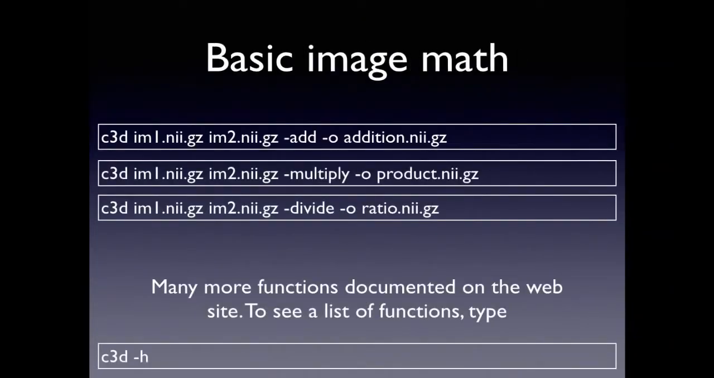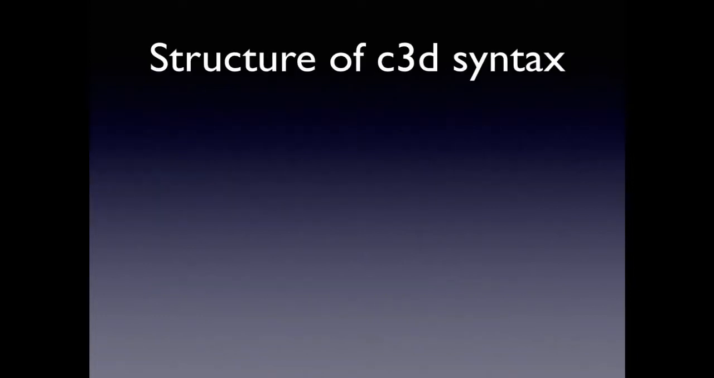So some basic image math we can do. We're just taking in two images. We can add, multiply, divide. There's a ton of functions. They're pretty well documented on the C3D website. If you just want to see the names of things, you can do C3D -h for help, or you can tab autocomplete if you know basically what you're looking for.